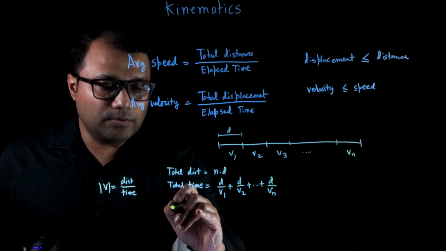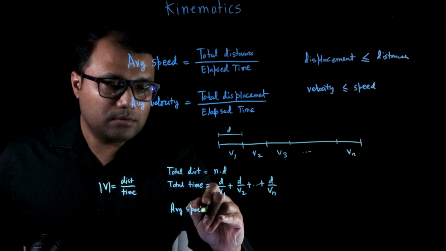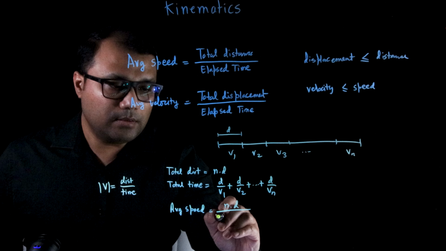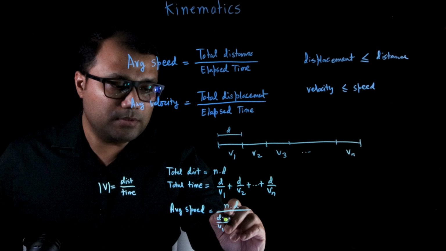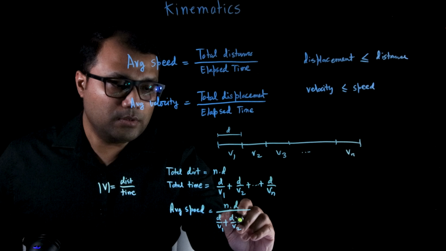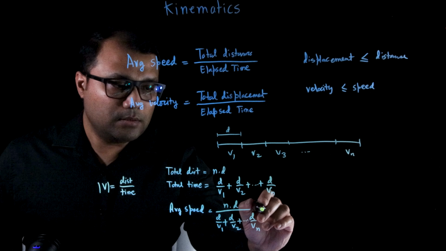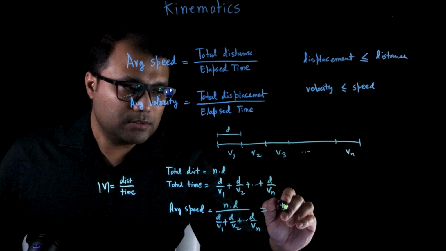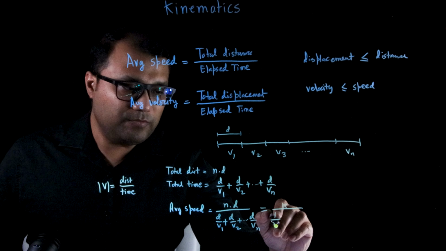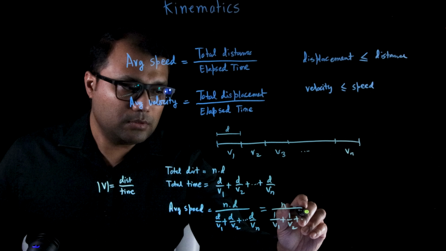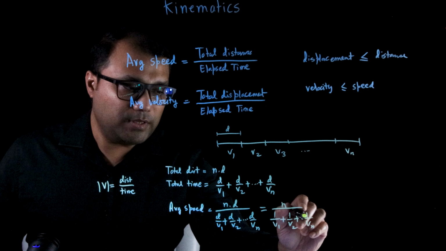Okay. So what is the average speed? The average speed will be n times d divided by d by v1 plus d by v2 all the way to d by vn. We can cancel out d's, so this will be n by 1 by v1 plus 1 by v2 plus ... 1 by vn.